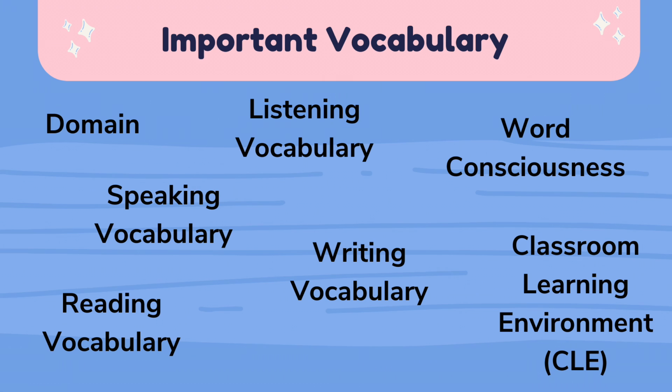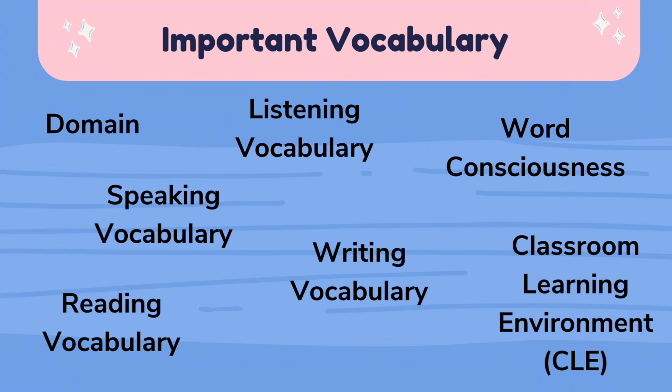Classroom learning environment is an important factor in vocabulary instruction because studies show a smooth and organized classroom that has a warm and nurturing environment allows for deeper vocabulary instruction and retention by students. And the other four listed here are speaking vocabulary, listening vocabulary, reading vocabulary, and writing vocabulary. So these are the four types of vocabulary.